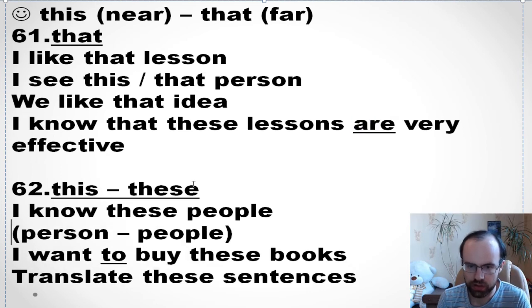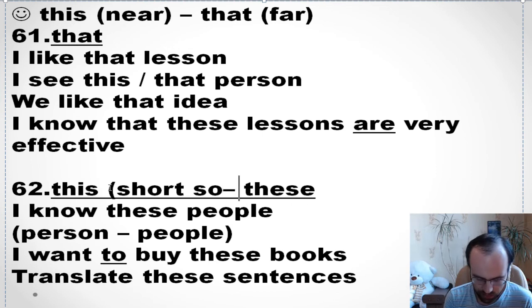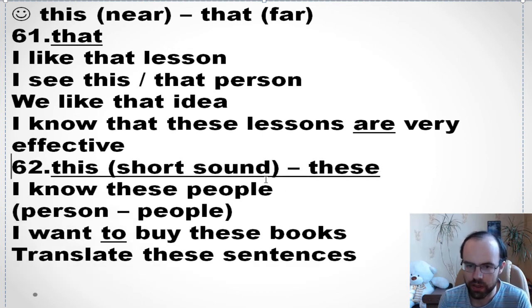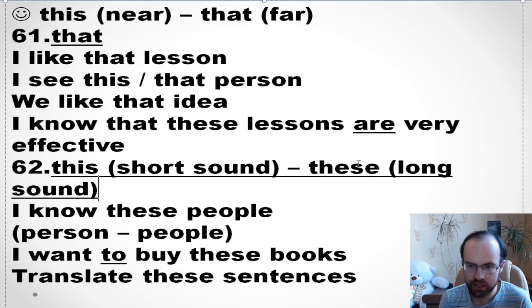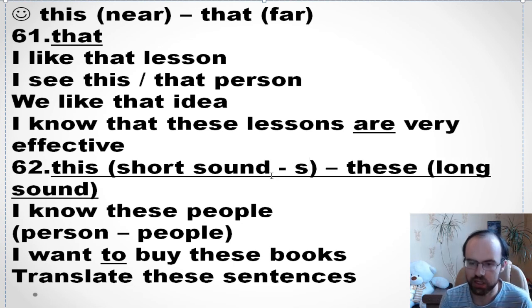Okay? So you see this, these. If you look at the sound, it's s, this. And if you look at this sound, it's z, these. So this is a short sound in contrast to these, which is a long sound. We hear s in this, and in this word, we hear these. Okay, I know these people.